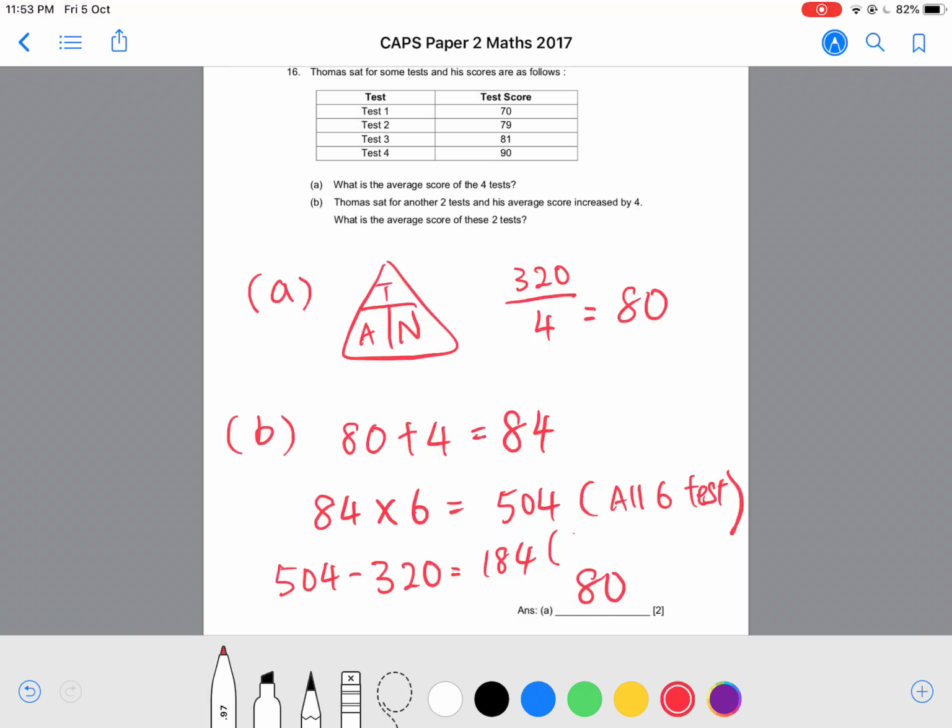So what does this 184 mean? It means the last 2 tests. Alright, and they want to know the average score of these last 2 tests. It will be 184 divided by 2, which is 92.